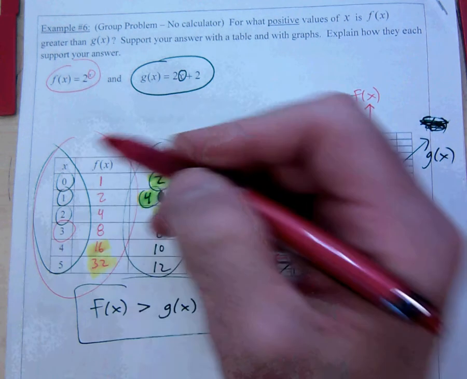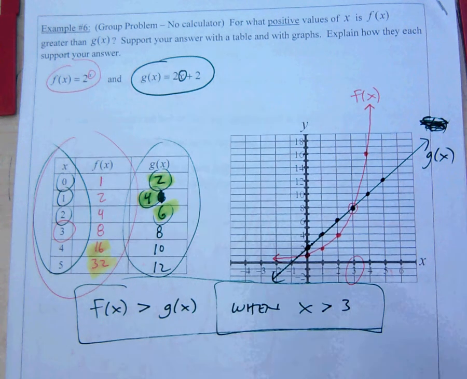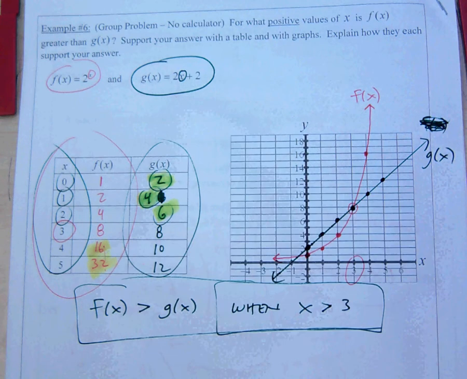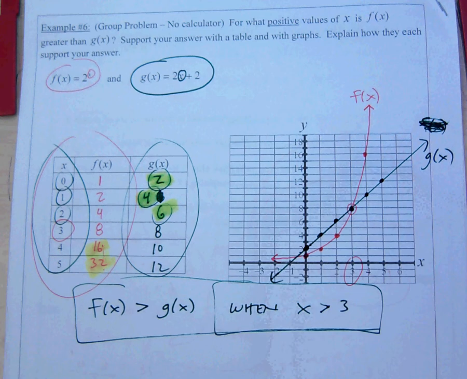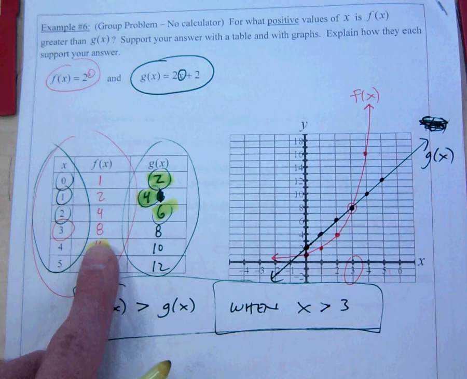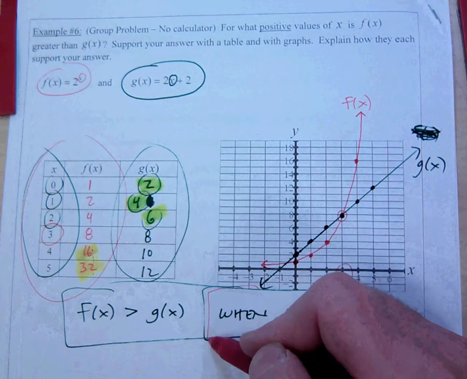But after that, what do you think is going to happen? F of x is always going to be bigger. Can you see that? Yes? So that's my answer. F of x will be greater than g of x as soon as x goes beyond 3.